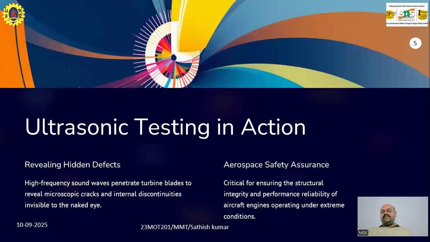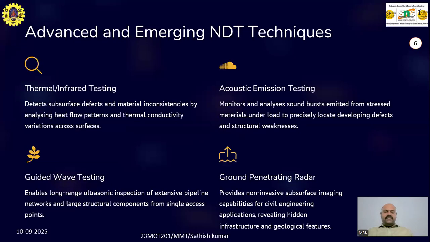Aerospace safety assurance is critical for ensuring the structural integrity and performance reliability of aircraft engines operating under extreme conditions. So what are extreme conditions? Normal temperature and pressure is normal conditions. Beyond these normal conditions, we have something called extreme conditions.